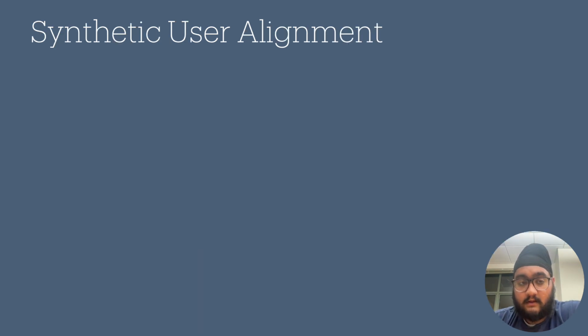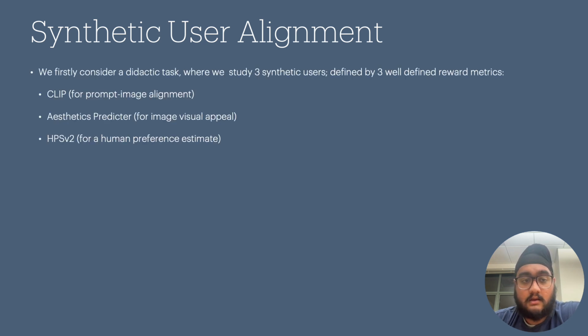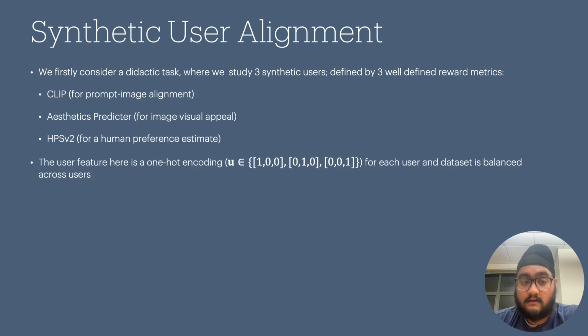We first evaluate this framework in a synthetic user alignment situation. This is a didactic task where we study 3 synthetic users defined by 3 well-defined reward metrics. The first is CLIP for prompt image alignment. The second is aesthetics prediction for the visual appeal of images. And the third is HPSV2, which is an estimate of human preference. The user feature here is going to be the one-hot encoding that we first described for each user, and the dataset is balanced across users.